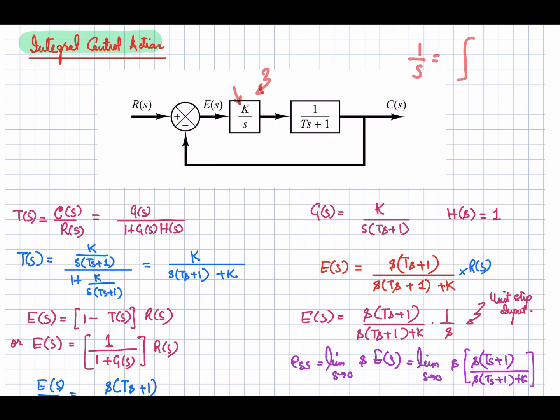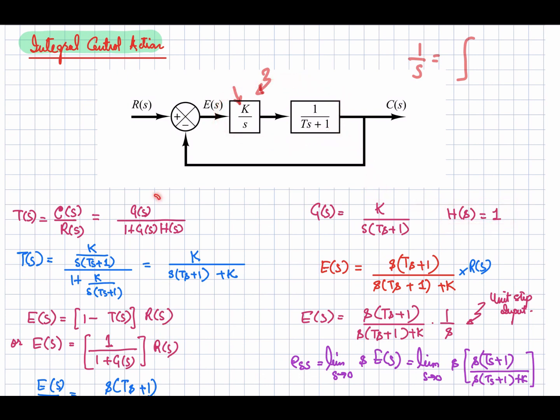So now let's write down the closed loop transfer function for this block diagram. That is given by this equation, G(s) divided by 1 plus G(s) into H(s). As it is a unity feedback system, H(s) will be equal to 1, and for this loop the G(s) is this one, the product of these two, K divided by s into Ts plus 1, that is G(s).